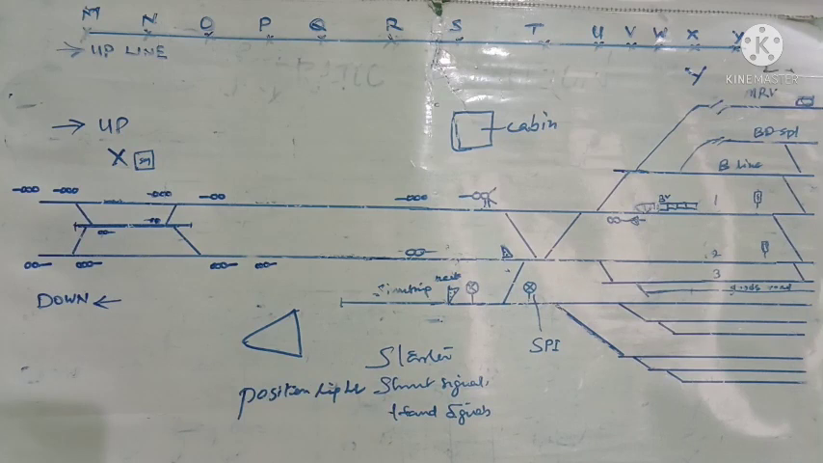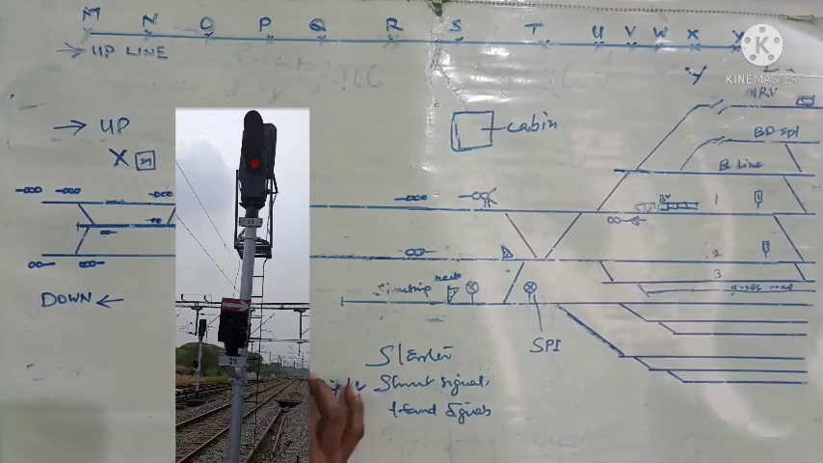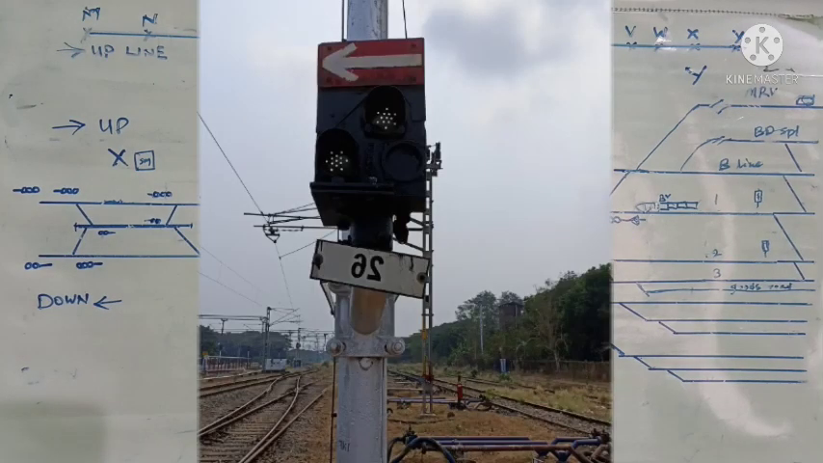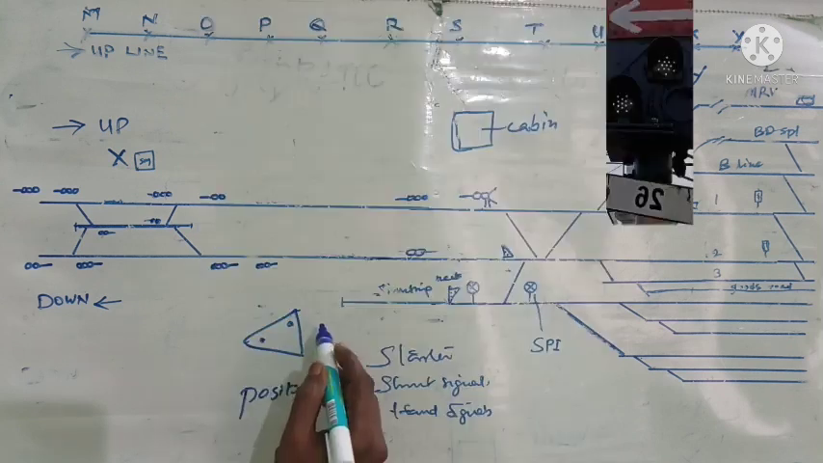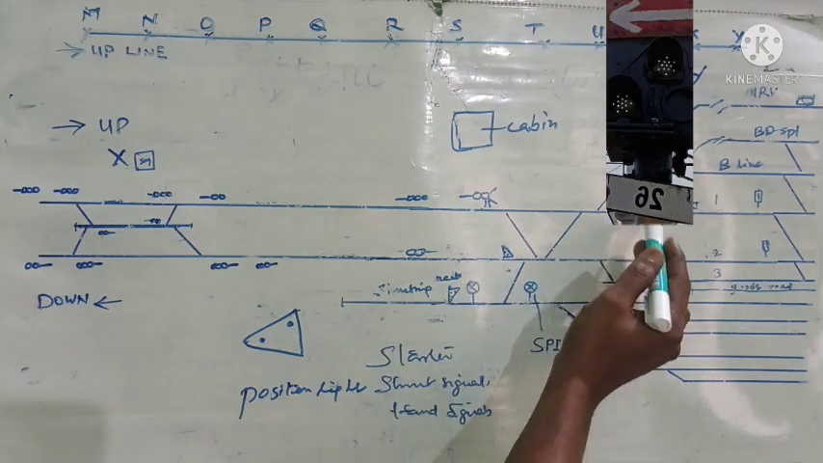Suppose this is the position light shunt signal provided below the starter. It will not be having any aspect in the on position. When the signal is taken off, it will show two small white lights obliquely or diagonally, and that means shunting is permitted for this train.